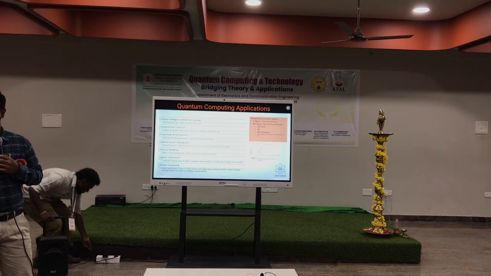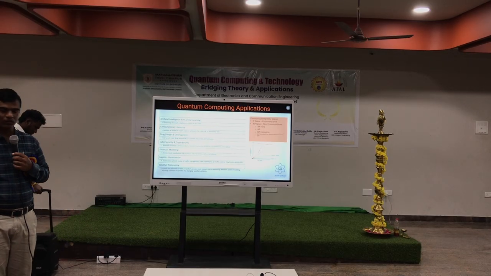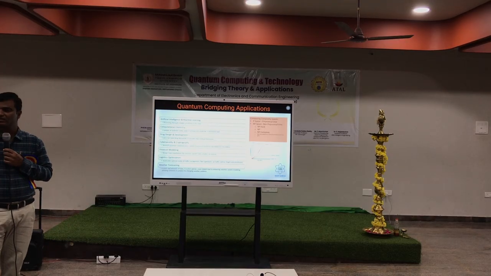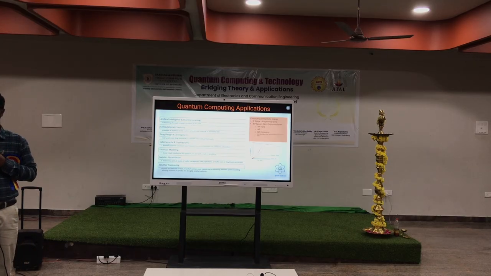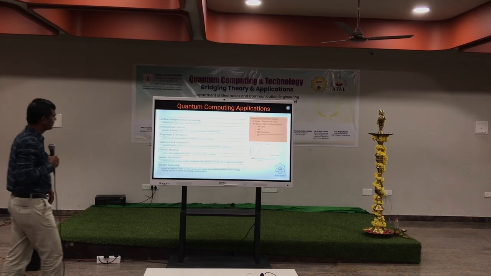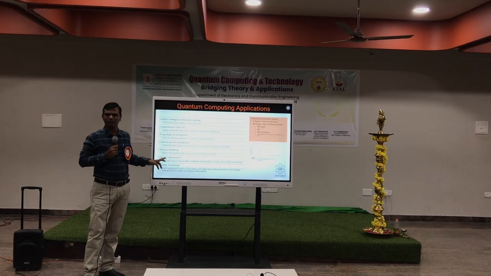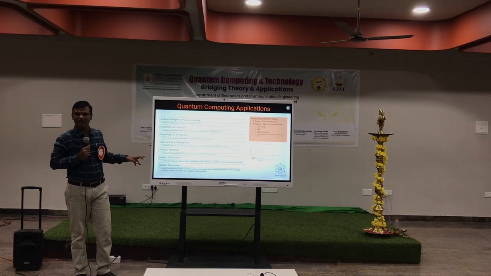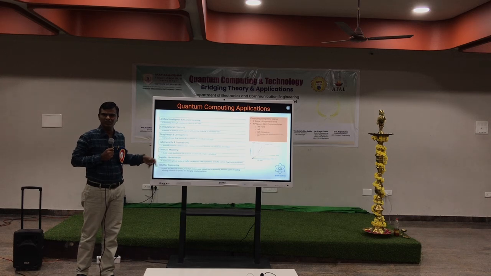Those programs will be tested several times, and once the expected results come, they will go for actual trading. Like that, they are using this. And logistics is nothing but the maze problem. If you know the maze problem and you write a program, you can correlate it with logistic optimization.